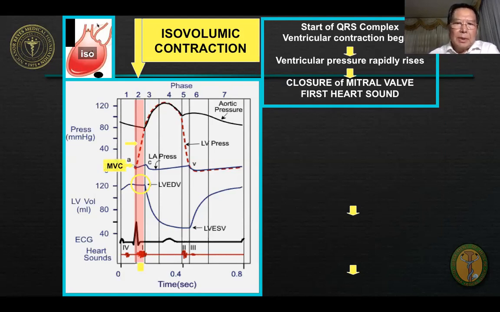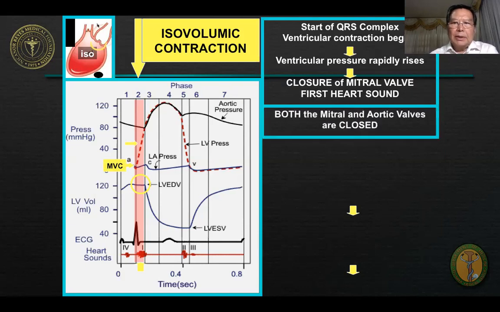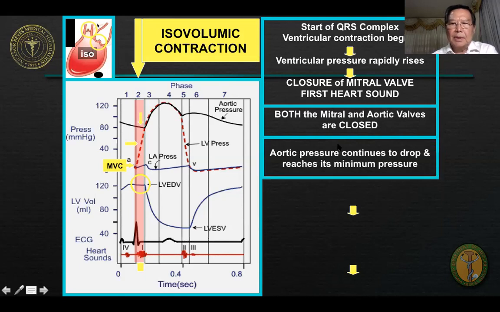So if we look at, say, the volume inside the left ventricle, the left ventricle is contracting already, but the volume inside the left ventricle is still unchanged, okay? So both the mitral and aortic valves are still rather closed. So the aortic pressure continues to drop and reaches its minimum pressure. And that is that particular illustration of the aortic pressure drop, right?